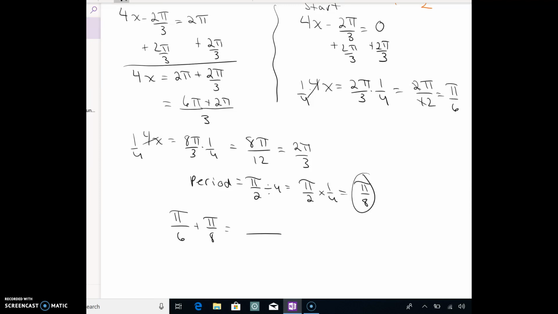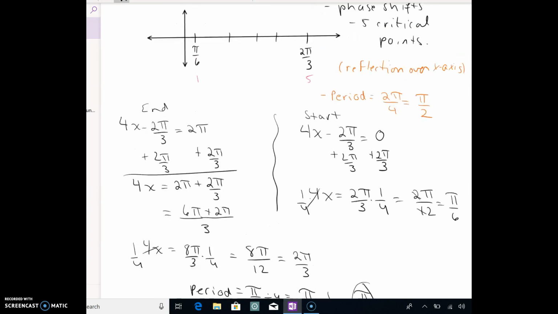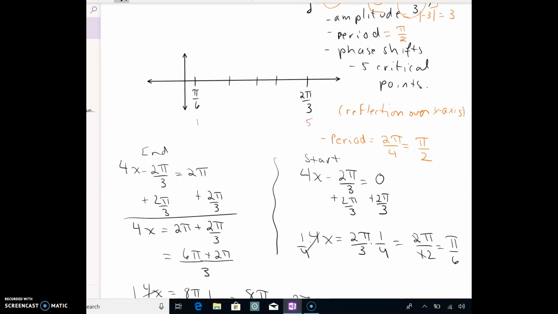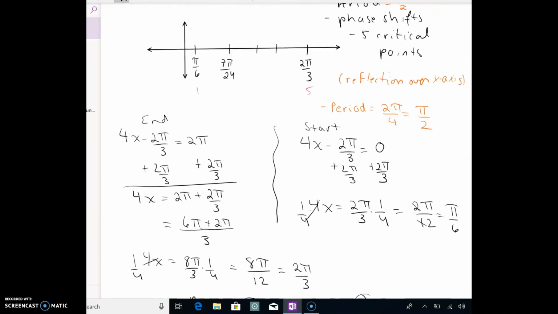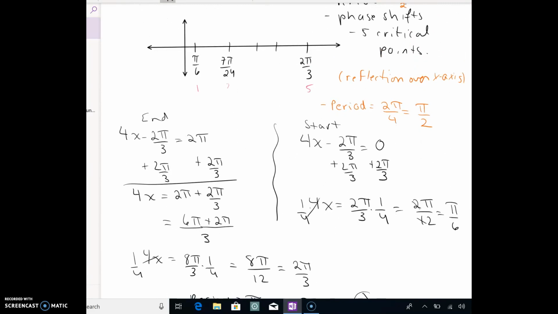So our starting point's pi over 6. Let's add pi over 8 to it. We have an LCD of 24. 4 pi plus 3 pi over 24, and that gives us 7 pi over 24. So this is giving us our second critical value. Second critical value is 7 pi over 24. Let's continue with that. Let's find the third critical value. Let me just put a 2 here to remind ourselves of the second one.